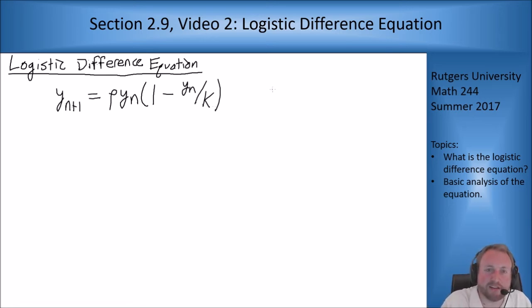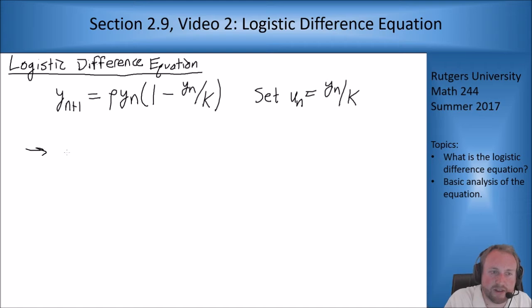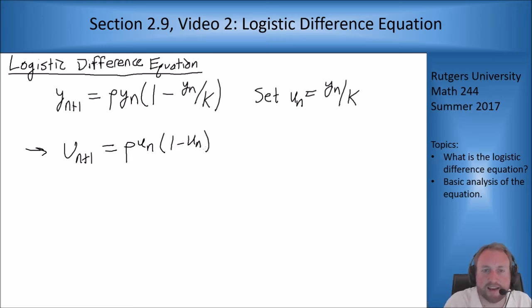And what I'm going to do to make this a little easier to look at is I'm going to set u_n to be y_n over K. So I'm just going to scale everything by K, which gives me then that u_{n+1} is just rho u_n times (1 minus u_n). So it gets that K factor out of the equation. And I will expand this out so we can see it. It's rho u_n minus rho u_n squared.